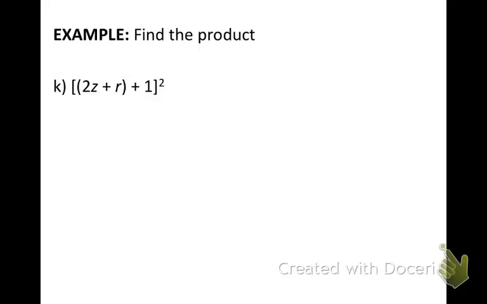All right. We want to try it using the shortcut method. Well, we'll fully do it out first. So let's rewrite this twice. 2z plus r plus 1. So now he's going to multiply everything.